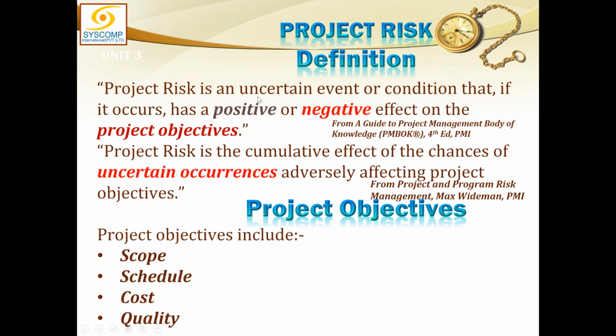So, project risk is an event, a moment, a point in time where uncertainty is likely to occur. This is an event or a condition. If it occurs, because there is a probability, it is not definite that it will occur, but if it occurs, it could have a positive or negative effect on the project objective. Positive and negative means risk could be positive, risk could be negative, and the positive risk, as we understand, is called opportunity, and negative risk is called a threat.